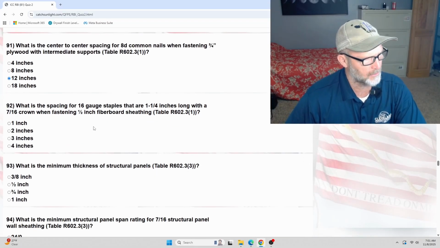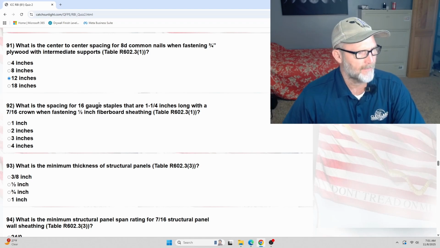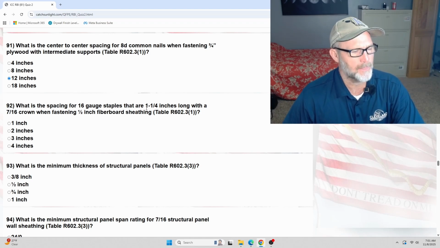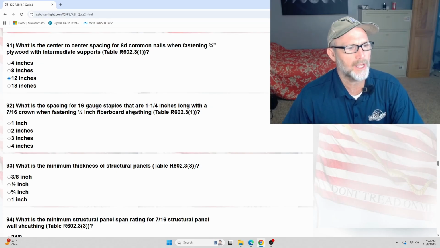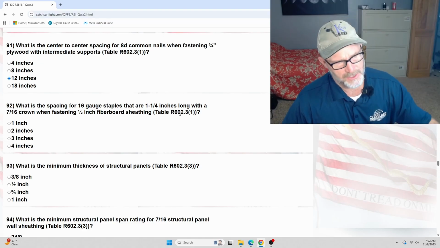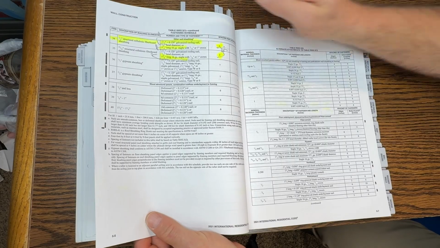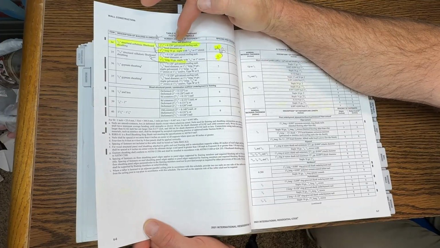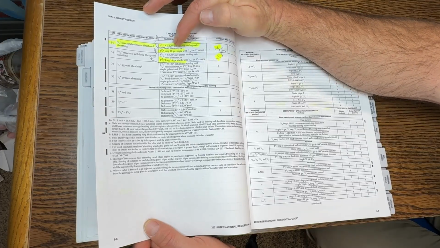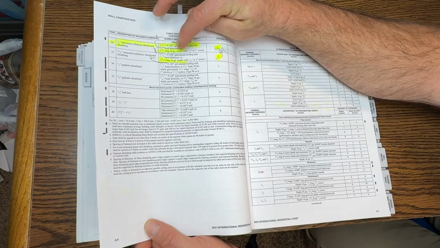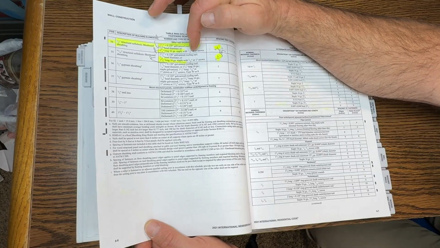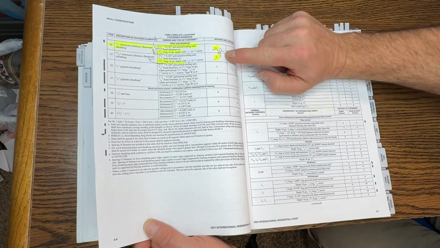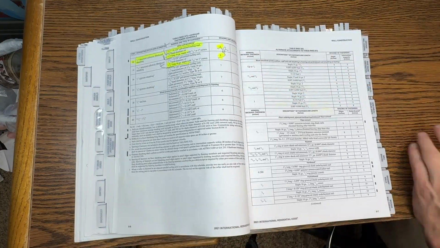All right, 92. What is the spacing for 16-gauge staples that are 1 1/4 inches long with a 7/16 inch crown when fastening 1/2-inch fiberboard sheathing? Once again, R602.3(1). Let's jump over. So, cellulosic fiberboard, 1 1/4 inch long, 16 gauge staple with 7/16 inch crown. Spacing is 3 inches. So you need to be 3 inches there.